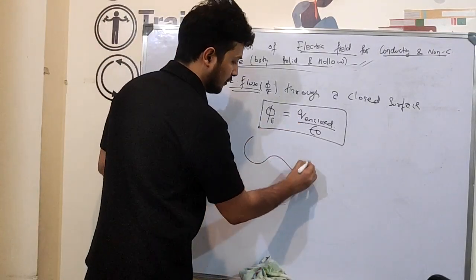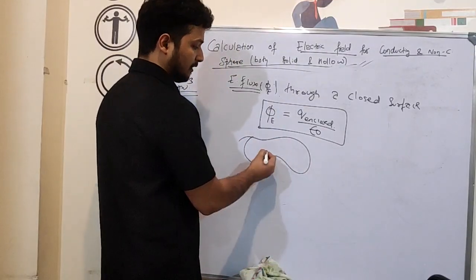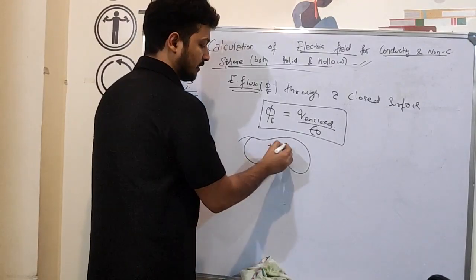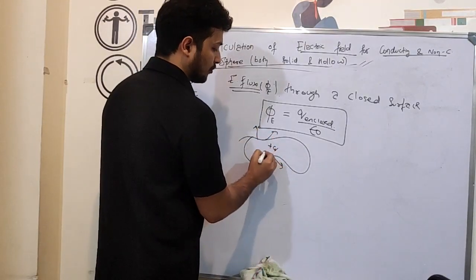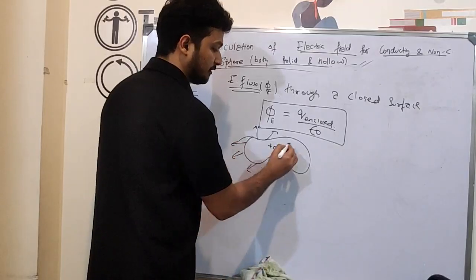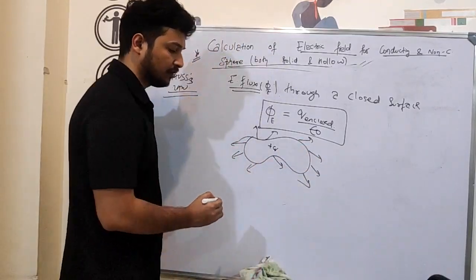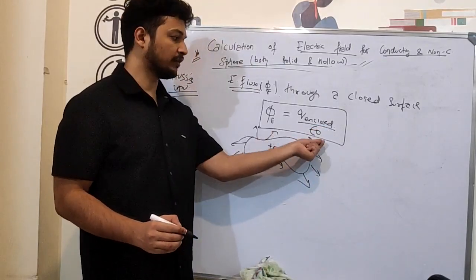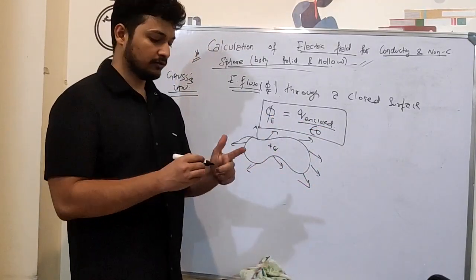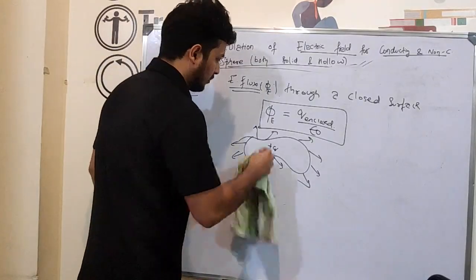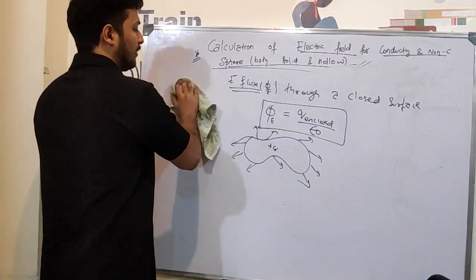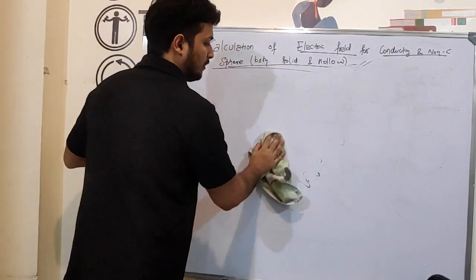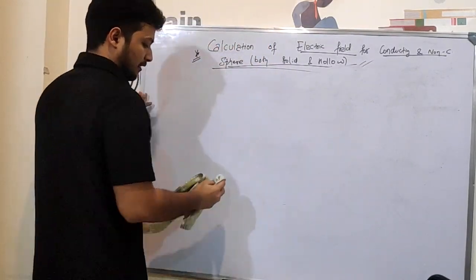Like if this is the surface, and there is a charge situated here, the net flux which is going out of the surface because of the charge situated inside the surface will simply be equal to the total charge enclosed inside this Gaussian surface divided by epsilon naught. Okay, let's go on to the calculation of electric field.